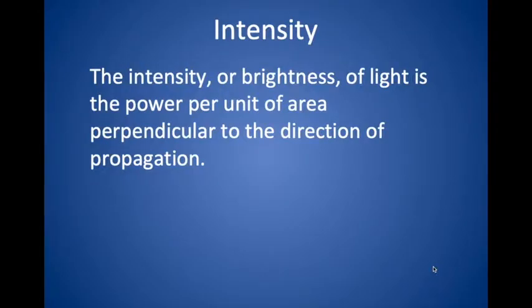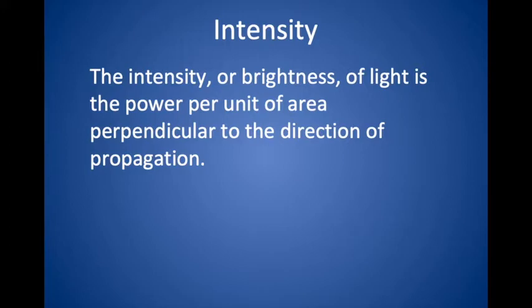So the intensity or brightness of light is the power per unit area perpendicular to the direction of propagation. And that area, the fact that it has to be perpendicular is important because you can be on the North Pole, but if you point your solar panel at the sun, you're essentially getting the same amount of light as if you're on the equator.